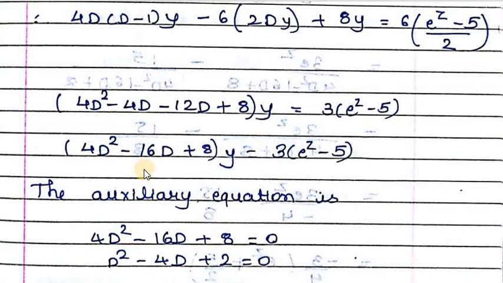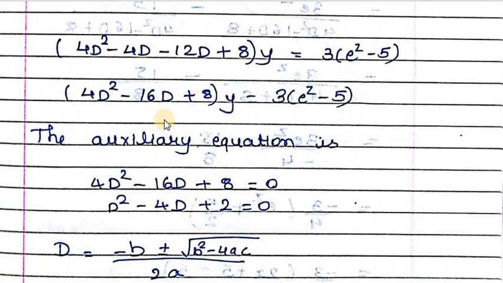Now we can see that this differential equation is of the form f(D)y equals R of z. So its solution is given by y equals CF plus PI, where CF is the complementary function and PI is the particular integral. First of all we will find CF. To find CF, we equate f(D) to 0. Here f(D) is 4D^2 minus 16D plus 8 equals 0. Dividing the whole equation by 4, the result is D^2 minus 4D plus 2 equals 0.